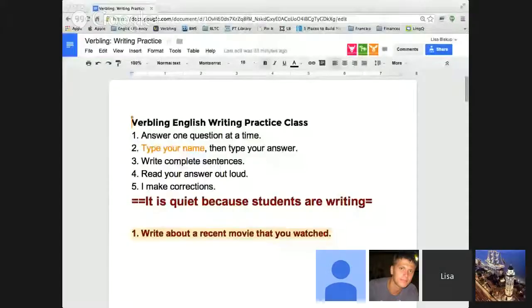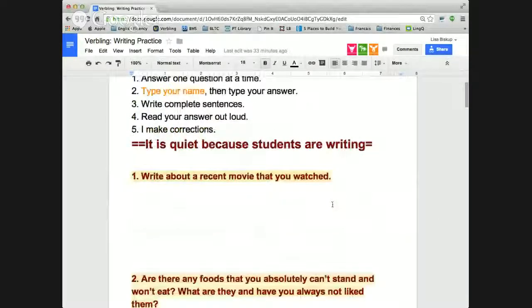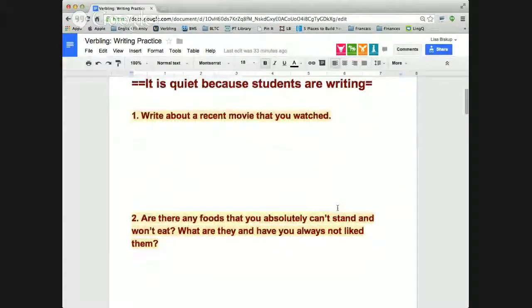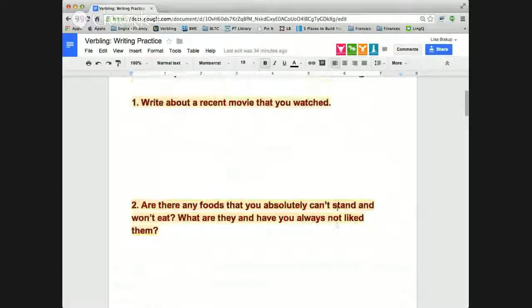I'm going to put up the screen share, so if some people drop by and see what we're doing, they can decide if they want to join us. I'll go over the questions also. Now, I've been leaving number one the same, so it's always about writing about a movie that you've watched recently. That's always fun to do, and it's a good practice of retelling a story.